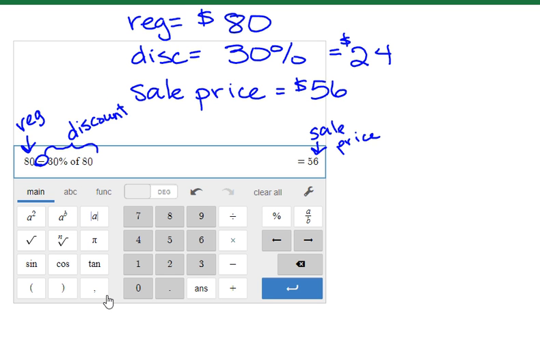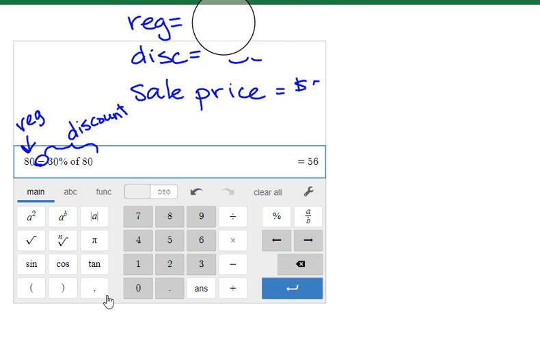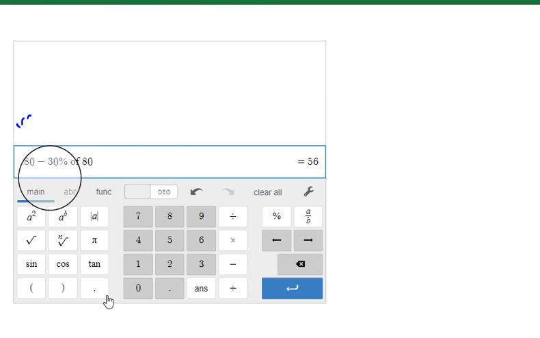So if you want to have just the amount of the discount, then you would just do 30% of 80. But if you wanted the sale price, you would do 80 minus 30% of 80. So I really like this calculator because when you type it in, it's really easy to see what you're doing with the percents. And that's why I would suggest using the Desmos calculator specifically for percents. But I think it's good really for most things that you're going to do in our math class. So now that we've taken a look at that, let's go to some practice problems.